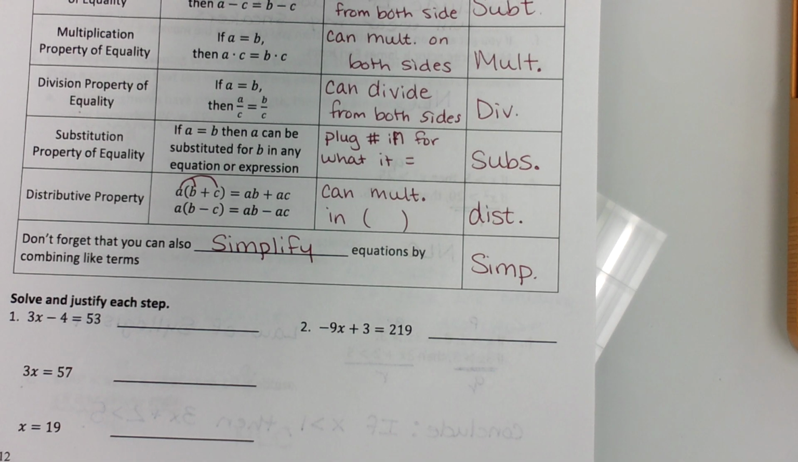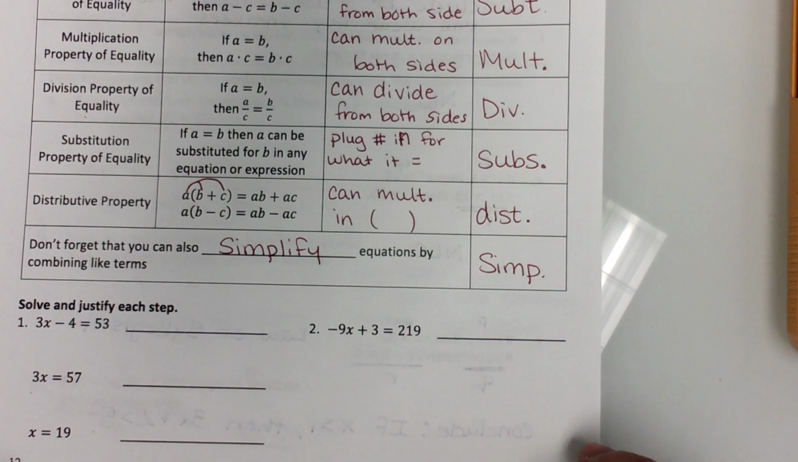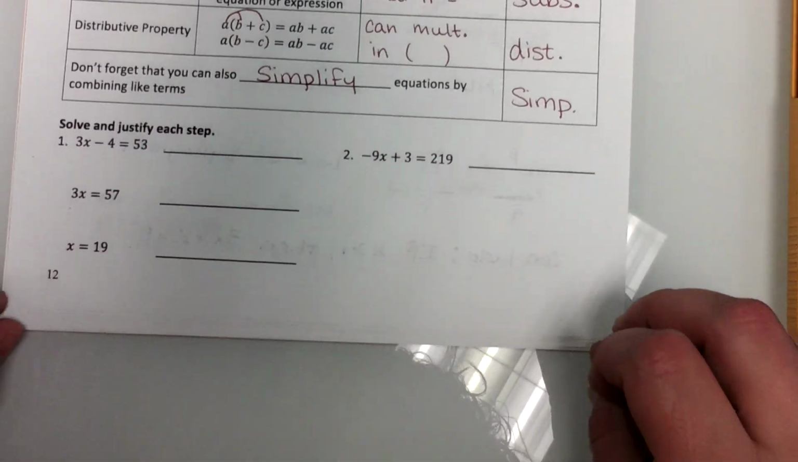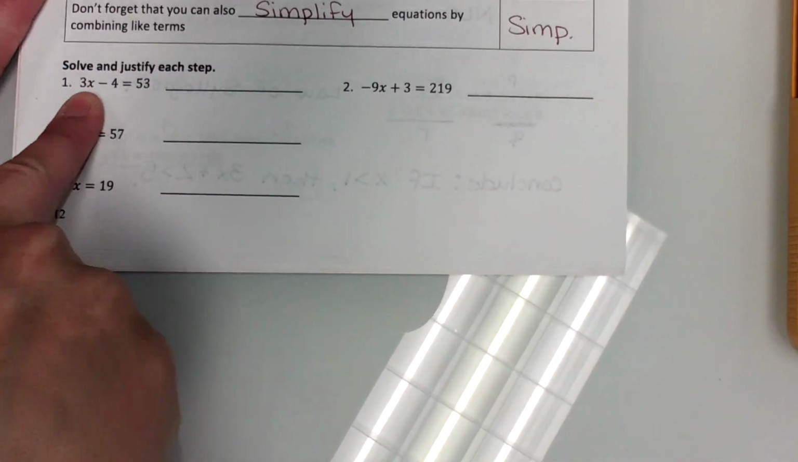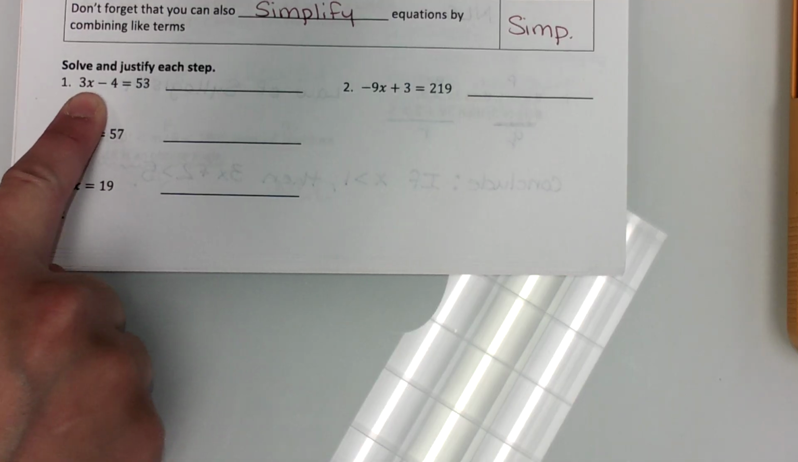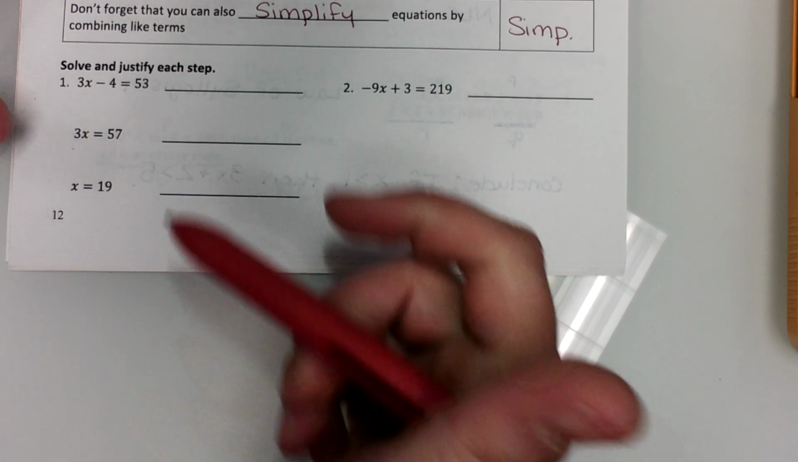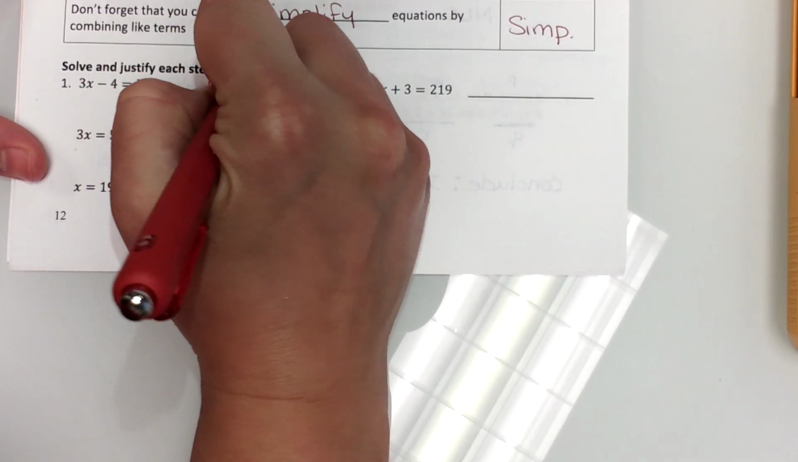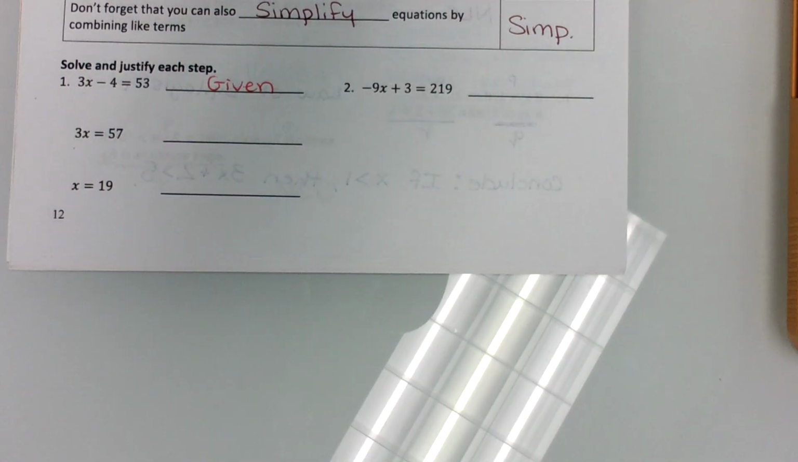Okay. So, here's what these problems are going to look like. They're going to give you an equation to solve. The equation that they give you, you simply call the given information. Call it given. And then each step after that, you do the solving. This one's already solved for you, but you say what they did.